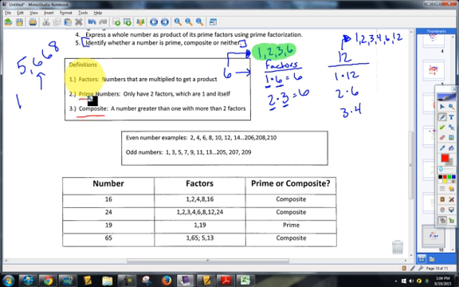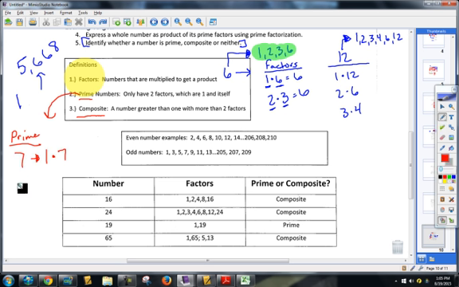Pretty basic here. Prime numbers only have 2 factors, 1 and itself. So let me give you an example of a prime number. So I'll write prime right here. A prime number would be like 7. What ways can I multiply 2 numbers together to get 7? Okay, I can do 1 times 7. That would give me 7. But is there any other way? Can I do 2 times anything, 3 times anything, 4 times anything? No, I can't. That is what a prime number is.